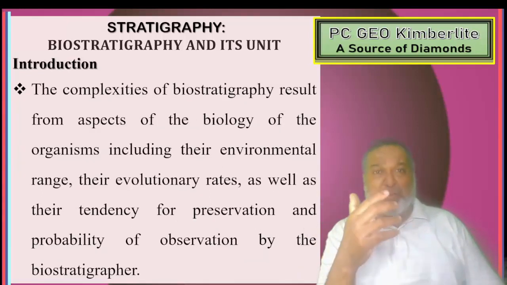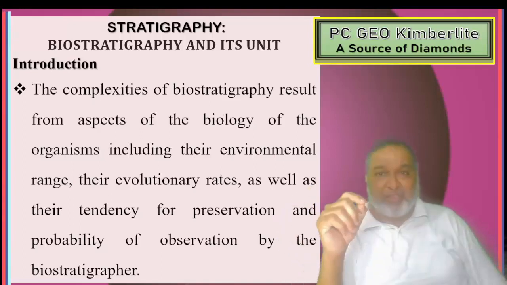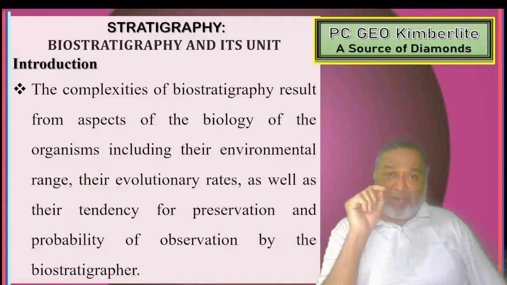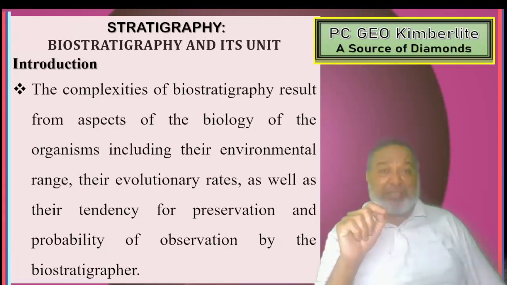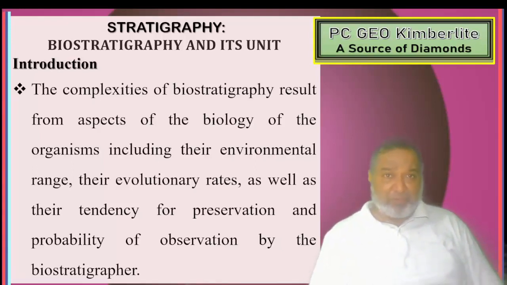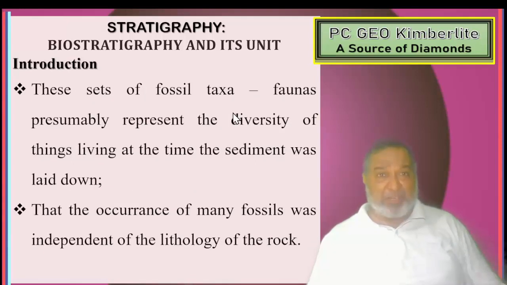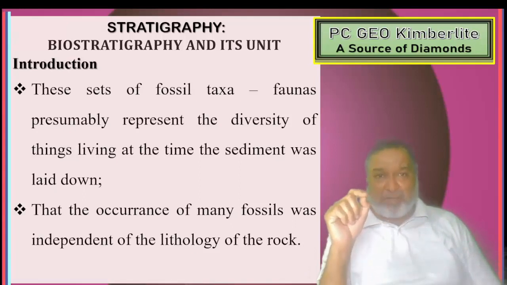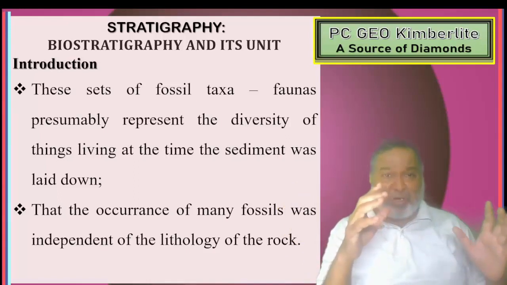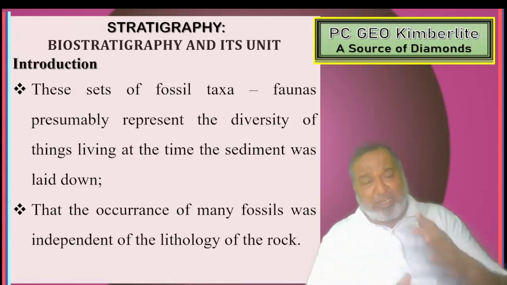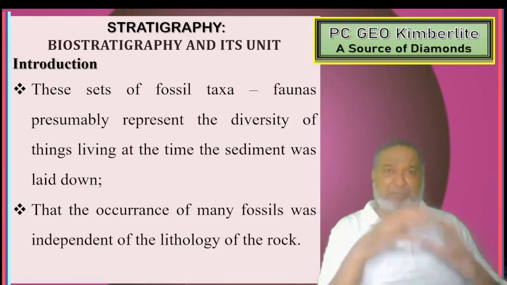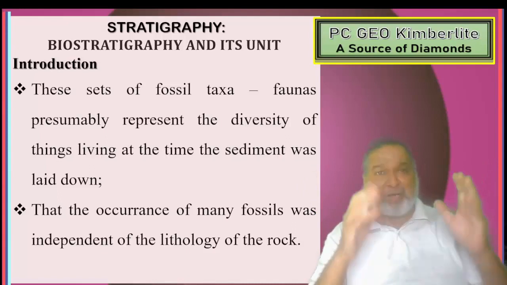Now, in the introduction, we will see the complexity of biostratigraphy results from the aspect of biology of the organism, including their environmental range, their evolutionary rates, as well as their tendency for preservation and probability of observation by the biostratigrapher. So there is a lot of complexity in biostratigraphy results. These sets of fossil taxa, faunas, presumably represent the diversity of things living at the time the sediments were laid down. So whatever sediments are deposited, and whatever the environment was at that time, whatever fauna or flora were living then will have adaptability to that particular environment.